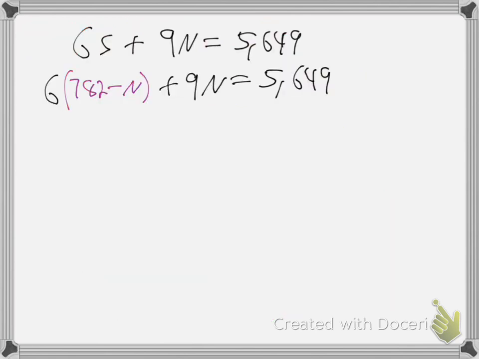Okay, and now why is that beneficial? Now we have an equation that just has N, only one letter, so we can solve for that letter. It's a little painful, but we can do it. So I'm going to take this 6 and distribute. Definitely need a calculator. 6 times 782. Some big number.